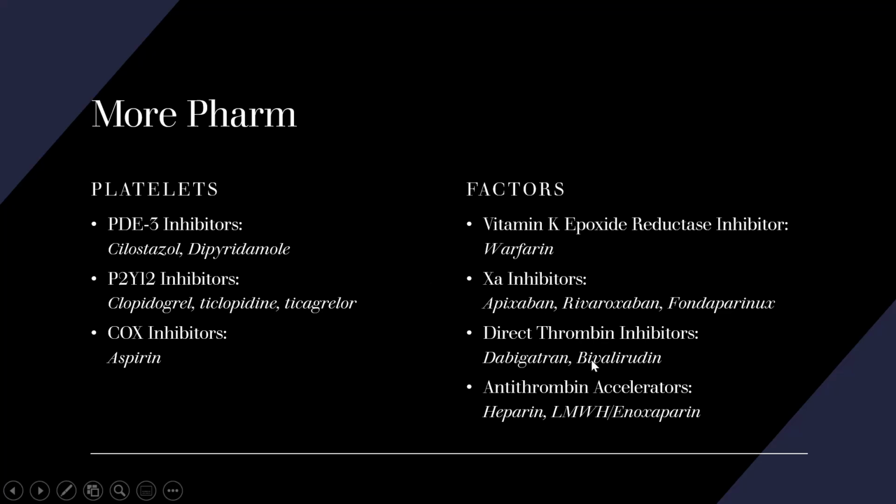Your direct thrombin inhibitors, dabigatran, bivalirudin, and actually argatroban is another one that you can commit to memory if you have the brain space for it. And finally, your antithrombin accelerators, heparin, and your low molecular weight heparin, which is enoxaparin. Brand name for that is Lovenox. So that is what you need to know for pharmacology.